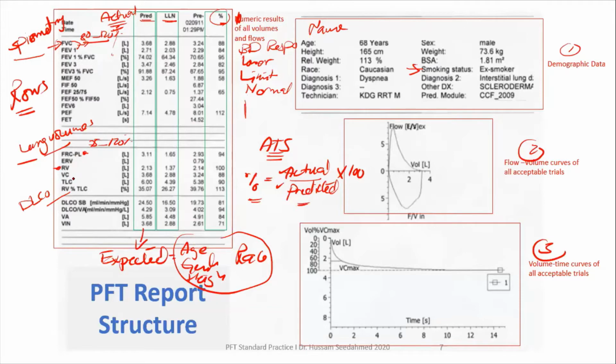The TLC is from 80 to 120% predicted. For the DLCO, it is from 60 to 120% predicted. So I hope these values are clear. This will give you an idea. So for FVC, FEV1 and TLC, all of them are from 80 to 120% predicted. Less than 80, this is low. More than 120, this is high.